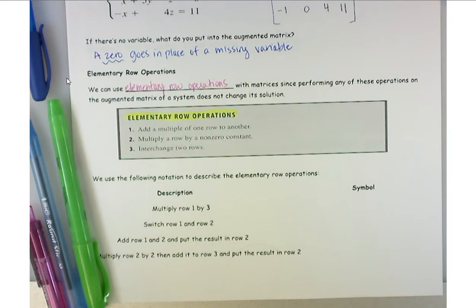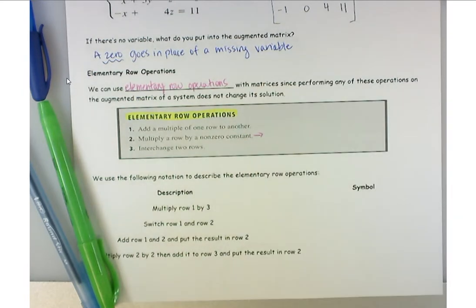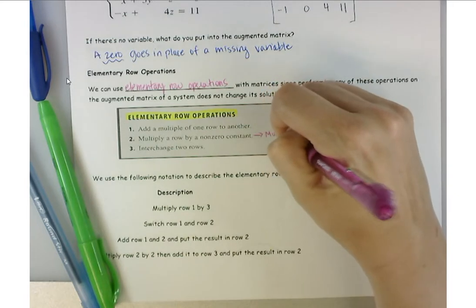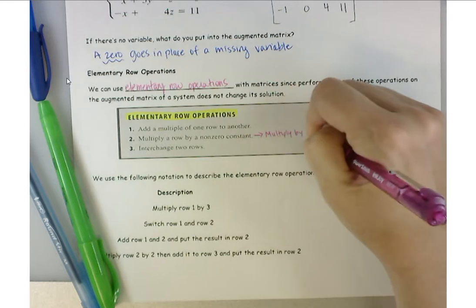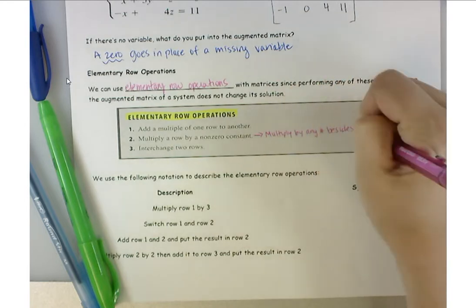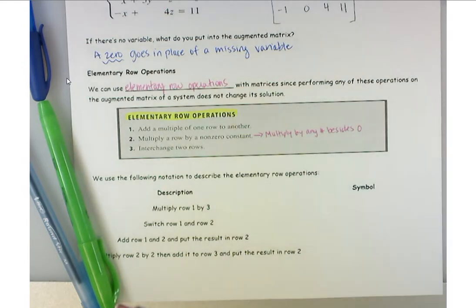Okay, so we're going to actually start with number 2. So multiply a row by a non-zero constant. What does that mean? 1. Okay, so you can multiply by 1. Basically, you can multiply by any number except for what? 0. Except for 0. So let's think about why that works. So you can multiply by any number besides 0. So if you were solving a linear equation, could you just multiply both sides by 0?